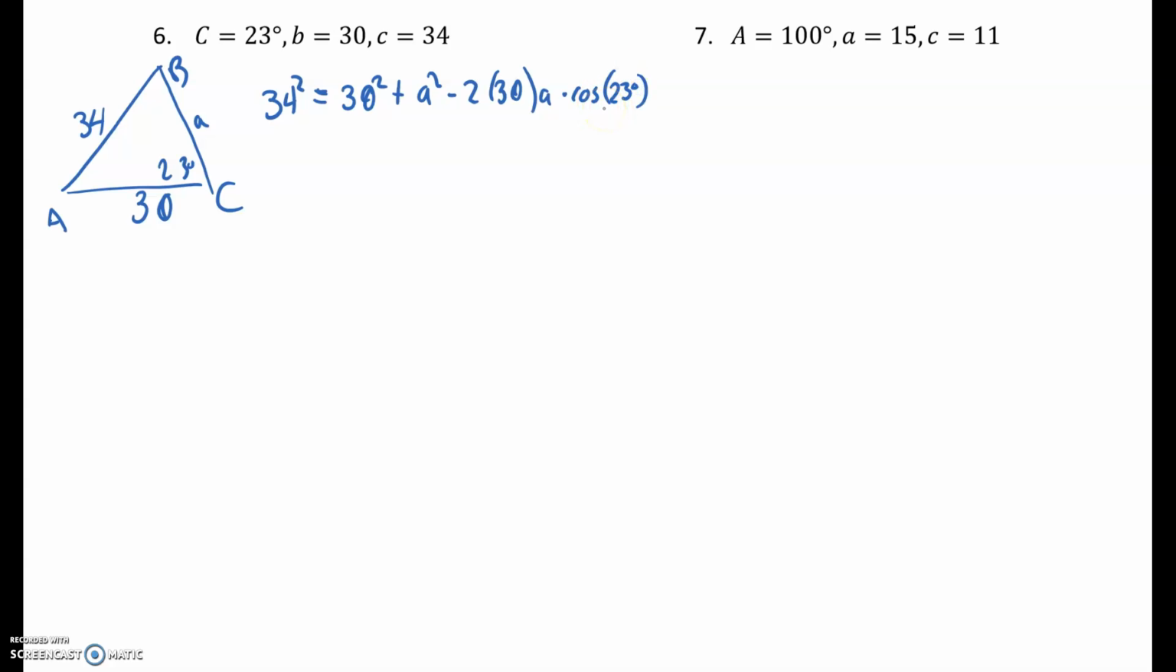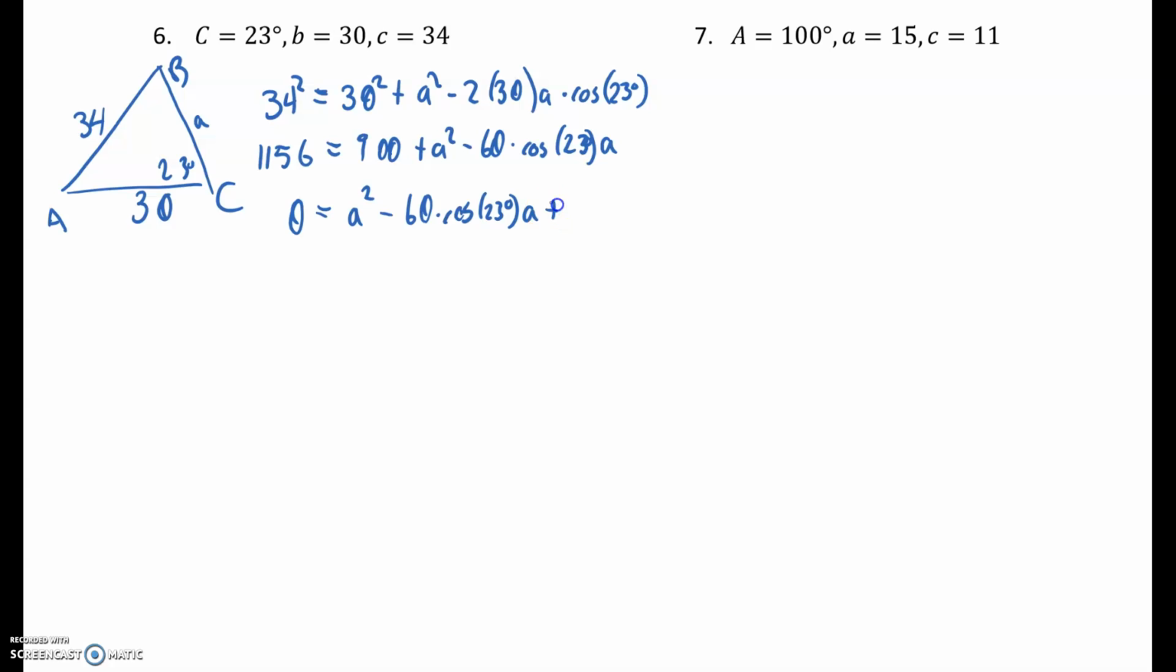So out of this, as I start to work through it and simplify some things, I have 1156 equals 900 plus a squared minus 60, and I'm going to write this as cosine 23 degrees times a. The reason I'm doing that is because I can see this is going to be a quadratic. So if I move everything to one side, you can rewrite it so it looks more like a quadratic. I still have this negative 60 cosine 23 as the coefficient on the linear term, but I don't actually handle it any differently. So I'm just going to get my calculator to do this for me.